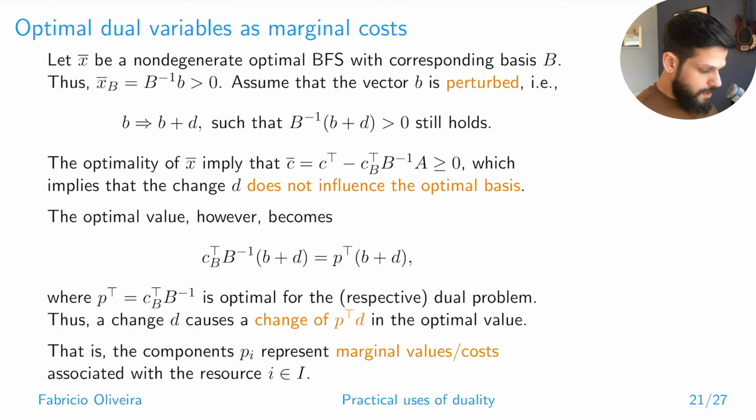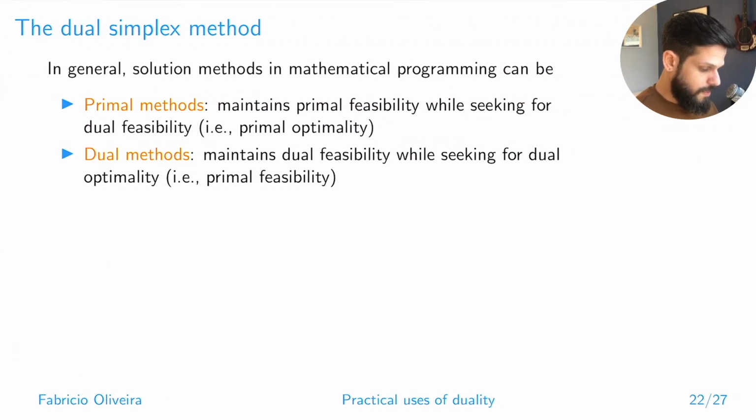The other use of duality in linear programming is this notion of the dual simplex method. The dual simplex method is, as the name suggests, a dual method. And in optimization, we tend to classify the methods we have as primal or dual methods. The main difference is related to what they maintain and what they seek.